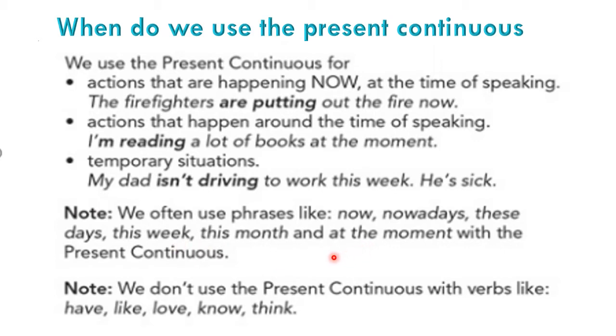And note also that there are some verbs we don't use the present continuous with, like have, like, love, know, and think. These verbs aren't used in the present continuous. Whenever I am going to use them, I will use the present simple. For example, I can't say I am loving my dad. I will say I love my dad. Okay?